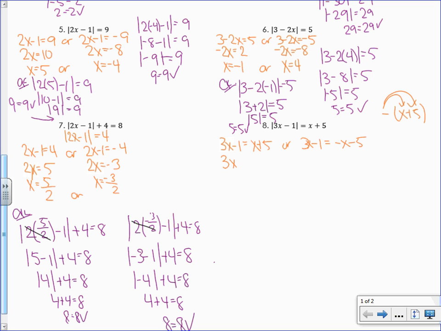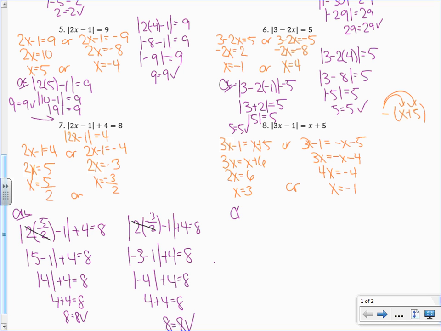And now we can solve. I'll add 1, so I get 3x is equal to x plus 6. Subtract x, so 2x is equal to 6. I get x is equal to 3. Or, if I add 1, I get 3x is equal to negative x minus 4. I add x, I get 4x is equal to negative 4. So x is equal to negative 1.